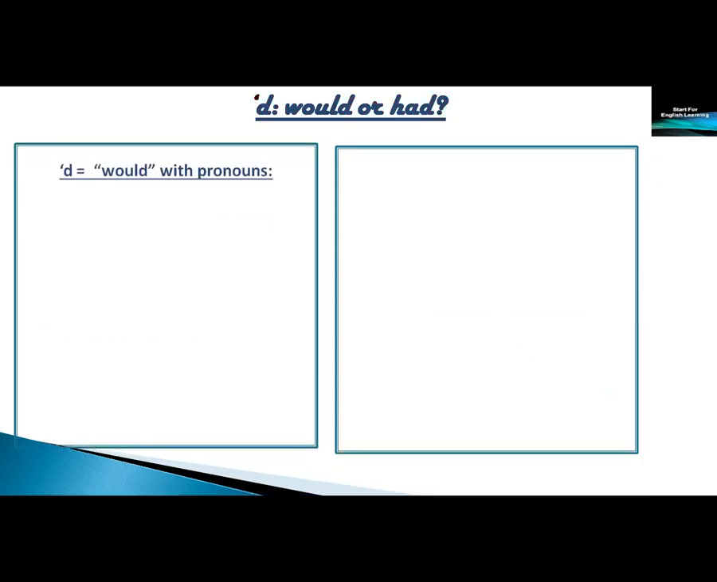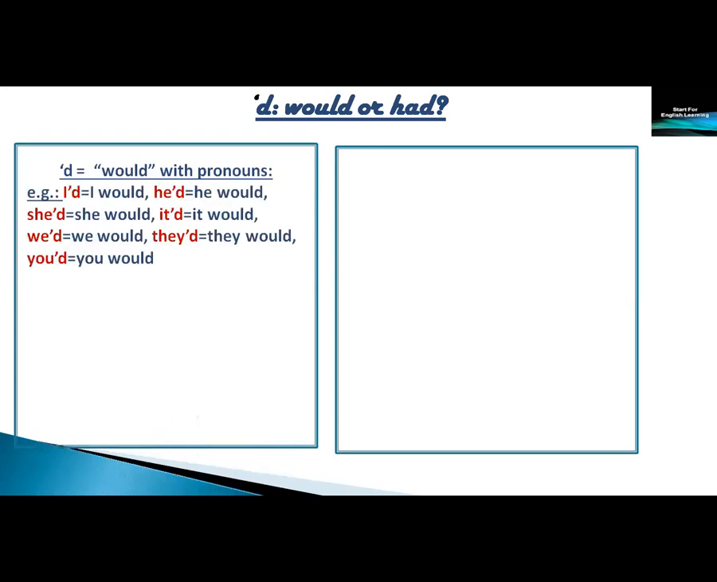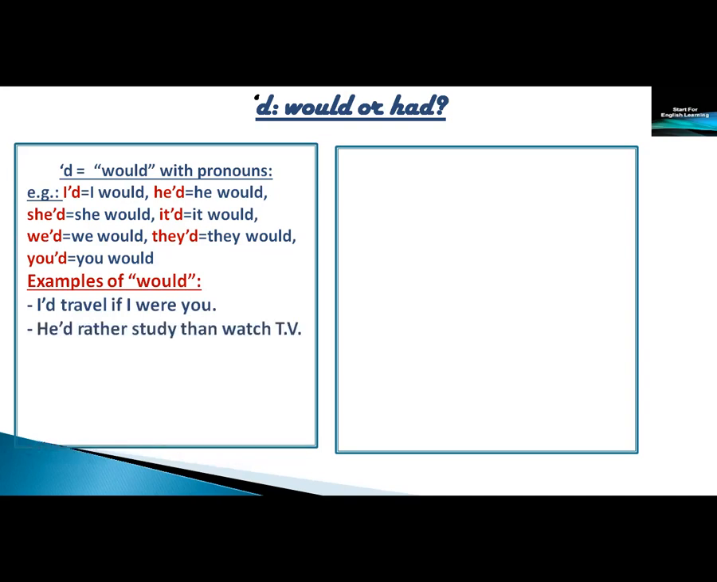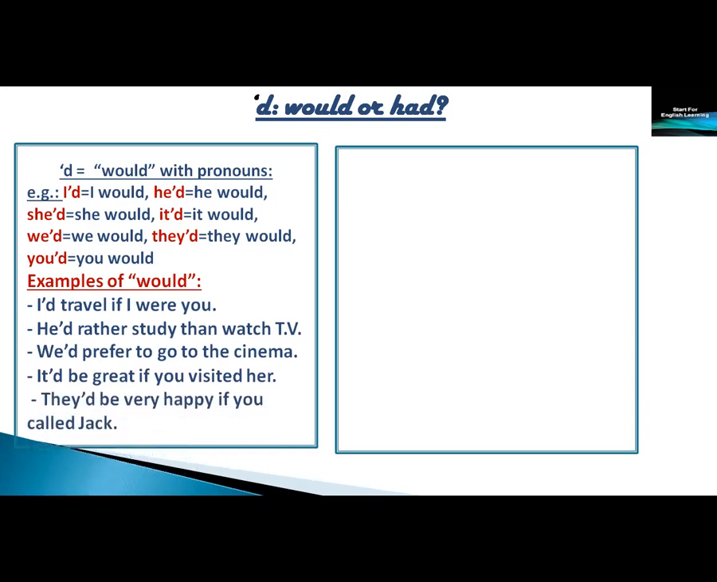Would with pronouns. Example: I'd, I would; he'd, he would; she'd, she would; it'd, it would; we'd, we would; they'd, they would; you'd, you would. Examples of would. I'd travel if I were you. He'd rather study than watch TV. We'd prefer to go to the cinema. It'd be great if you visited her. They'd be very happy if you called Jack.